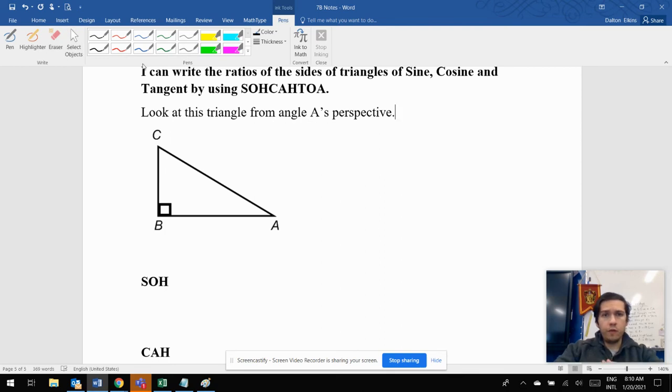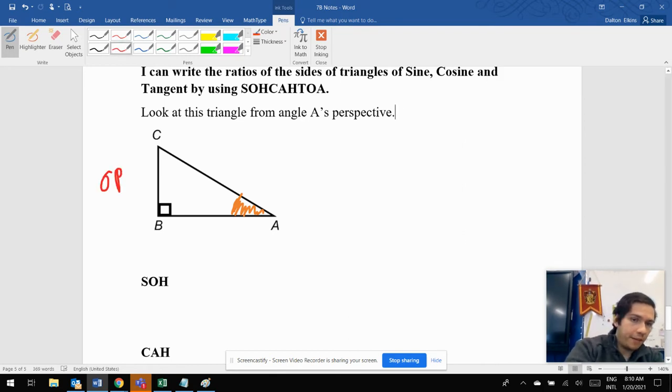All right, your goal from this video is: I can write the ratios of the sides of triangles, sine, cosine, and tangent, by using SOHCAHTOA. So I want to look at this triangle from A's perspective. And I'm going to teach you how you could find the sine, cosine, and tangent by just remembering one thing, SOHCAHTOA. Start off by identifying the angle A, which is this angle here.